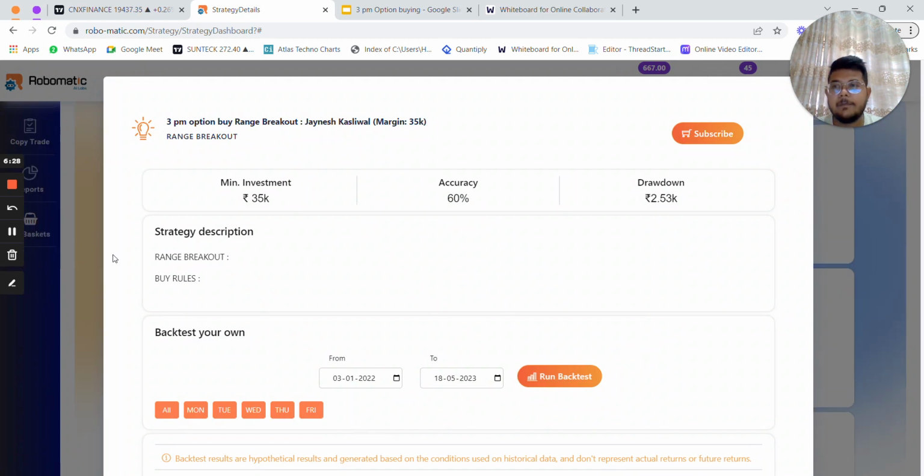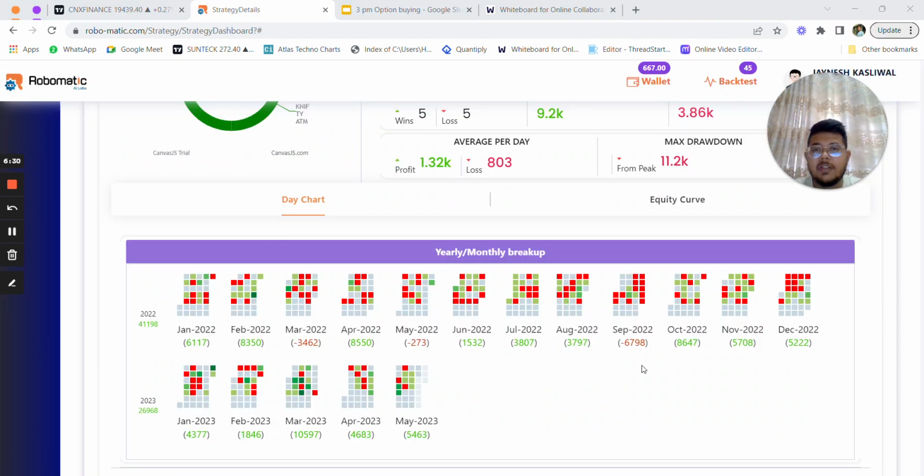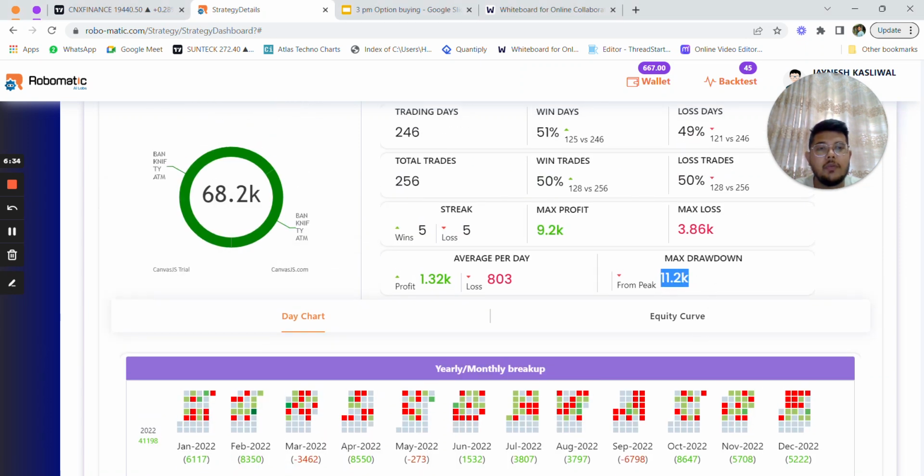One second. So this is the backtest result of the strategy here, where we see a maximum drawdown of only 11,000 rupees and maximum profit of 9.2 thousand and maximum loss of 3.86k. Right, so total number of trades have been 256, where win ratio is 50% and loss ratio is 50%.